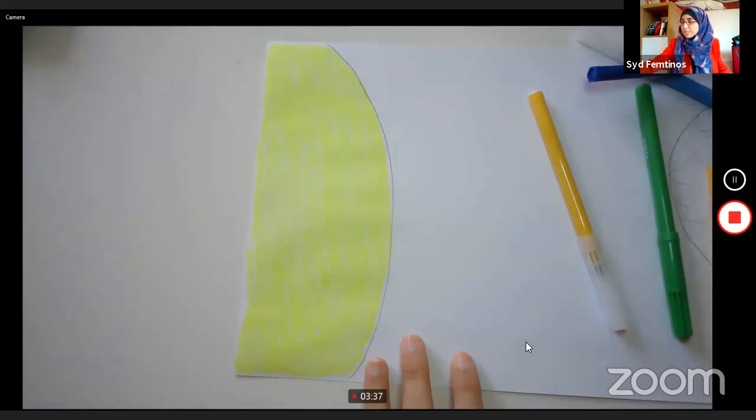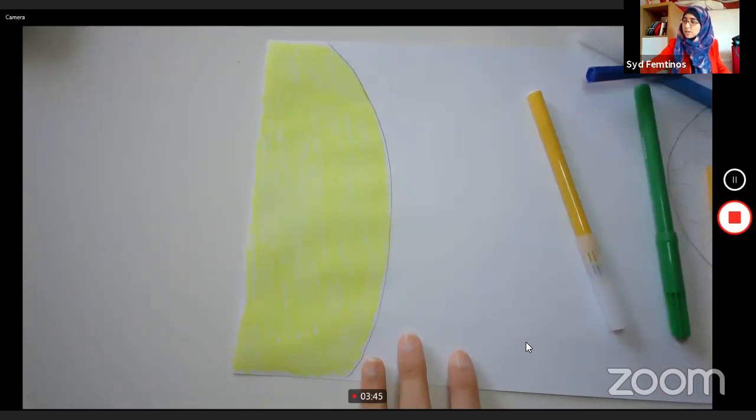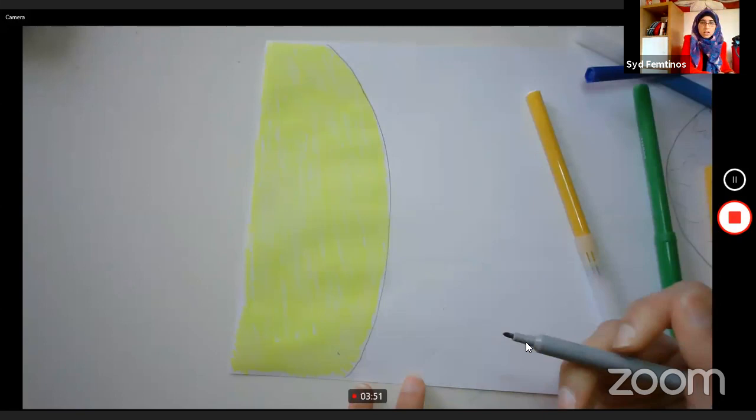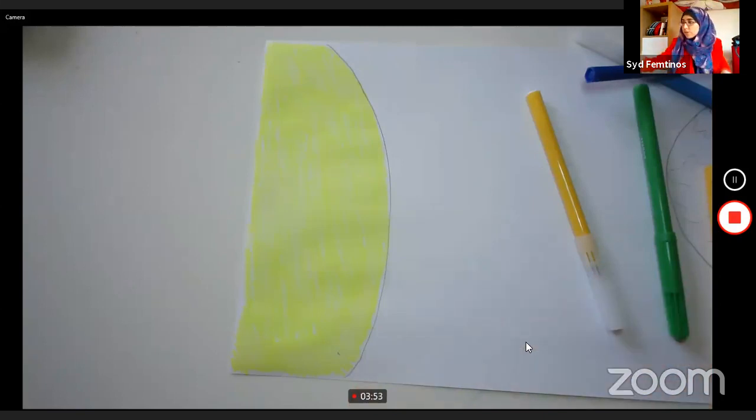Right, so I want to look for a black felt tip pen. Let's see if I can find one, or a dark one. So I found here, got a grey one. I'm sure I had a black. I've got so many felt tips. Let me just use a grey. Is that going to be dark enough? I think so. Or maybe even a blue.